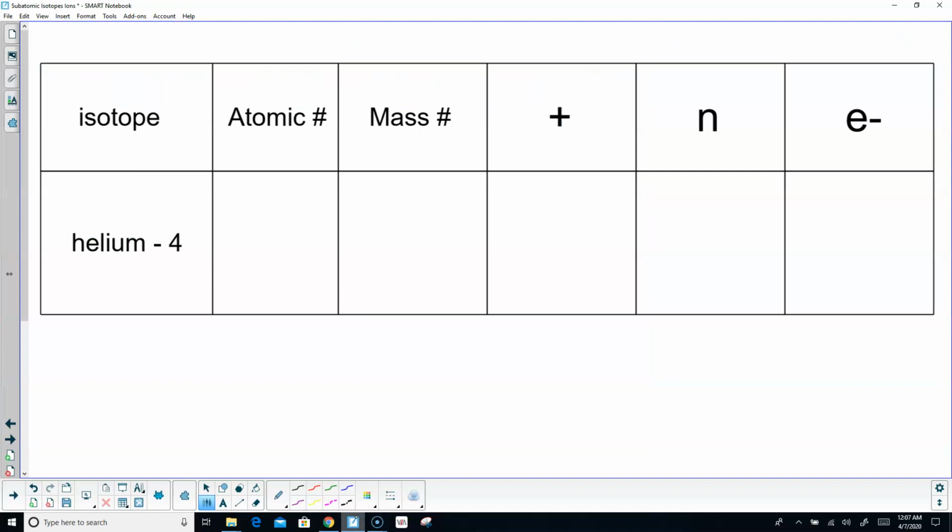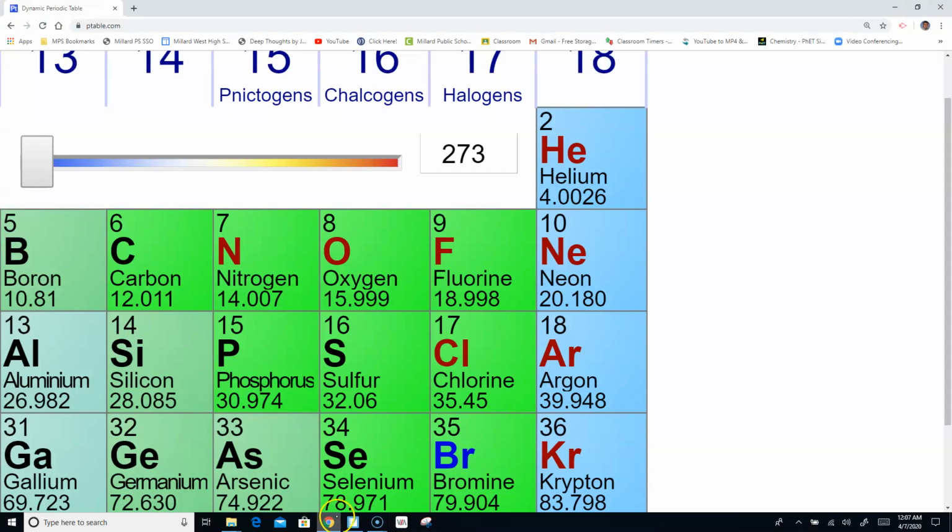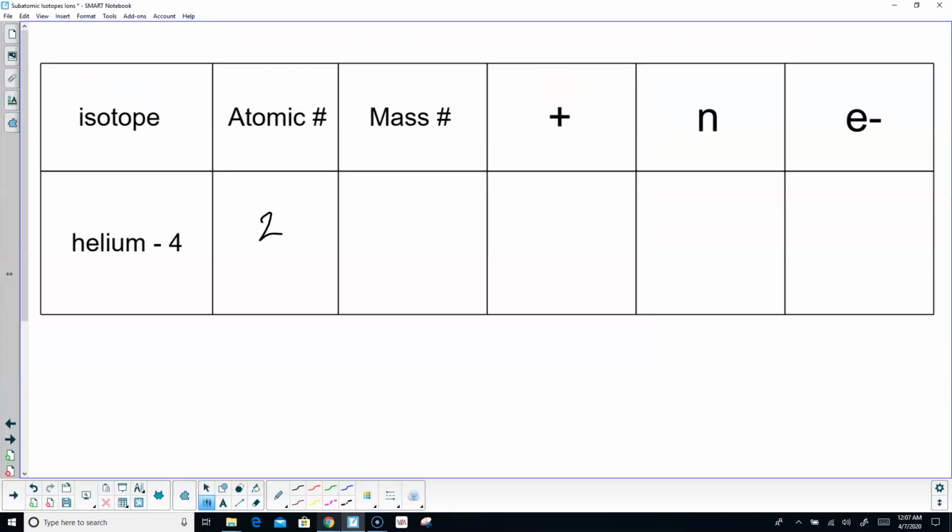So if we have helium-4, we know right away that the atomic number is 2. We knew because we looked at the periodic table, and lo and behold, there's the atomic number. Helium is 2. This 4 is actually going to be the mass number. We're not going to use the 4.00 whatever it was. We're going to use the mass of this particular isotope, always a whole number.